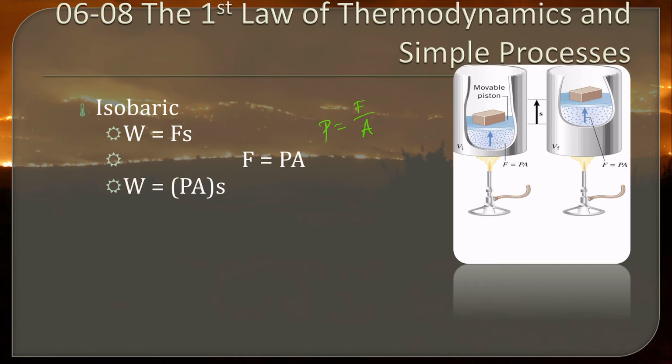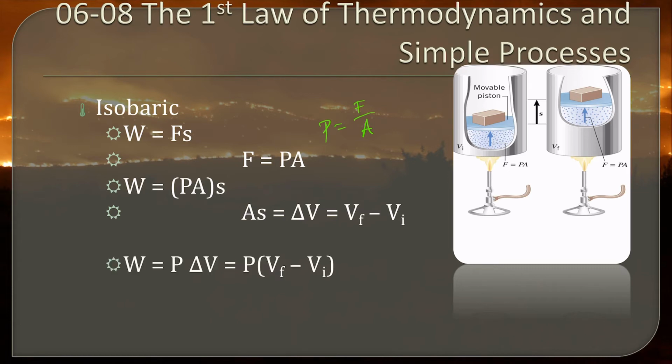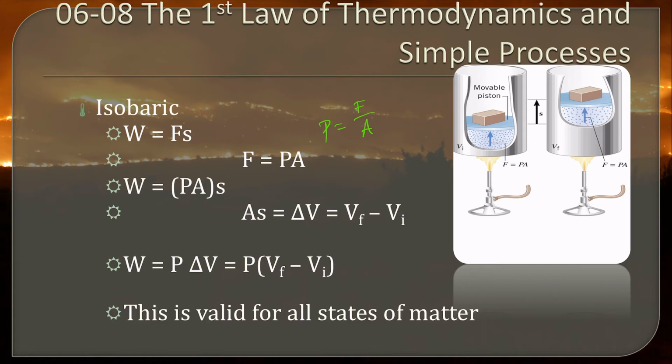So our area times the distance is our volume. I'm going to call that our change in the volume, so that would be final minus initial. So our work is the pressure times the change in volume, or PΔV. So our work equals our pressure times our change in volume, and that is valid for all states of matter, not just gases.